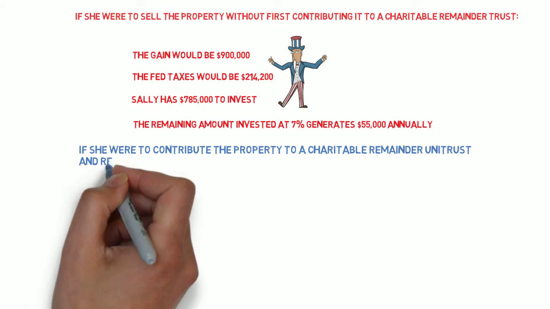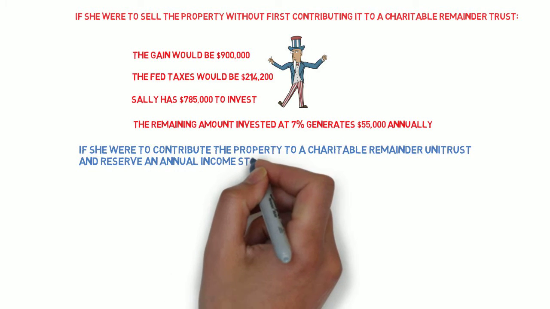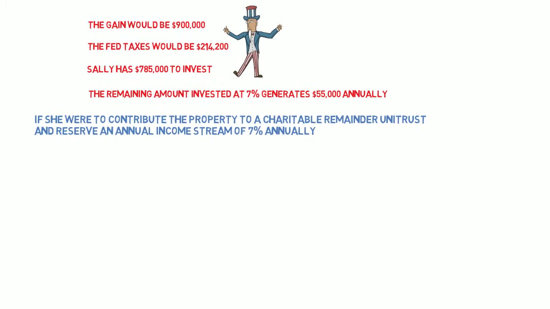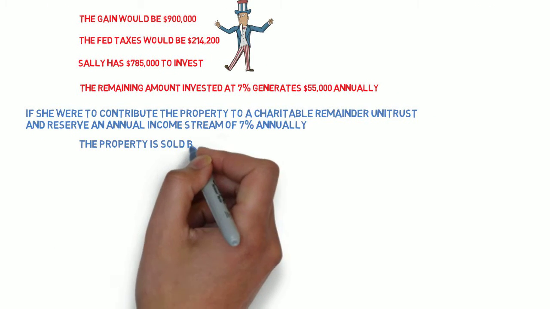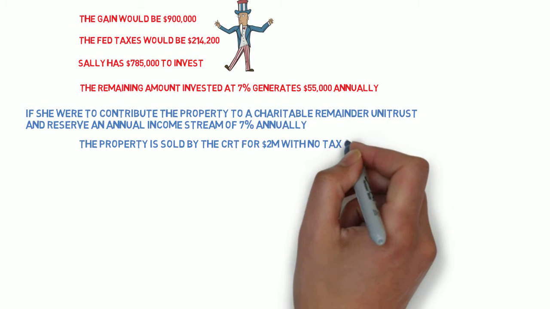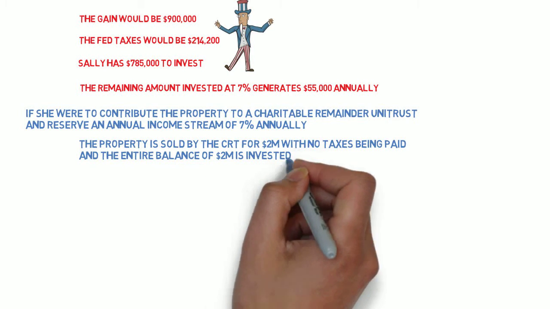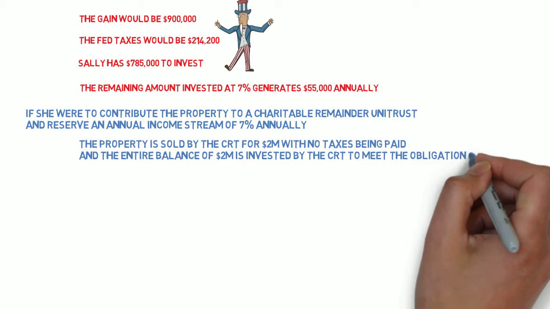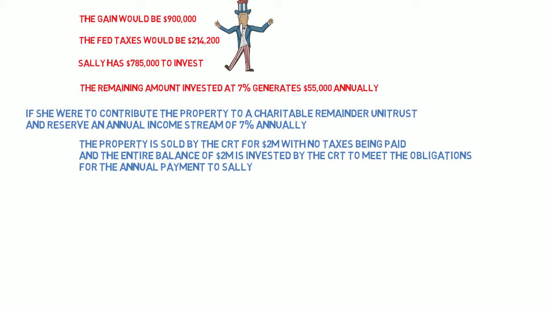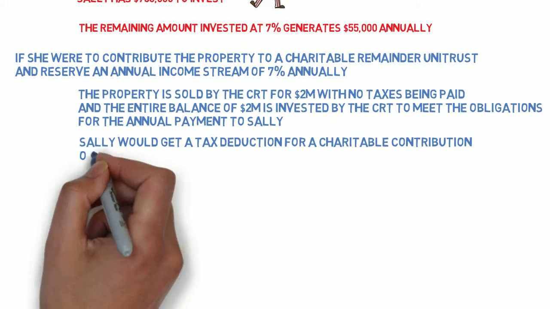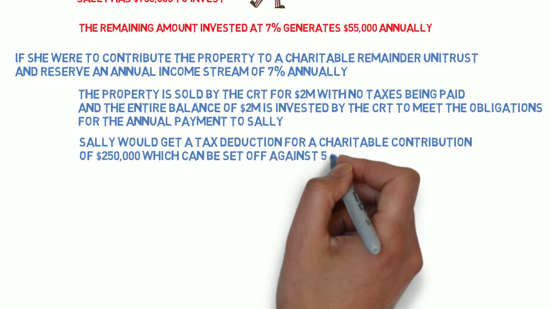Now let's compare that to if she were to contribute the property to a charitable remainder unitrust and reserve an annual income stream of 7% annually. Unitrust just means that we're getting a percentage of the amount rather than a fixed amount. The property is sold by the charitable remainder trust for $2 million. There are no taxes paid because the charitable remainder trust received the transfer from Sally. The entire balance of the $2 million is invested by the charitable remainder trust to meet the obligations for the annual payment to Sally.